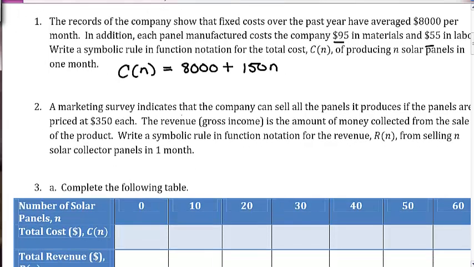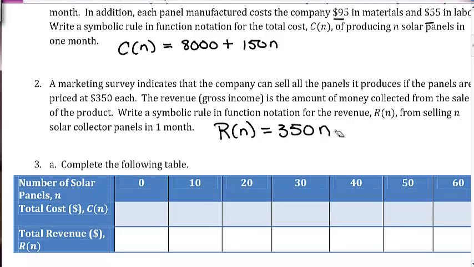A marketing survey indicates that the company can sell all the panels it produces if the panels are priced at $350 each. The revenue or gross income is the amount of money collected from the sale of the product. Write a symbolic rule in function notation for the revenue, R of n, from selling n solar collector panels in 1 month. So R of n is our revenue. Each panel we're going to sell for $350. If we sell n of them, we will have a revenue of 350 times n.